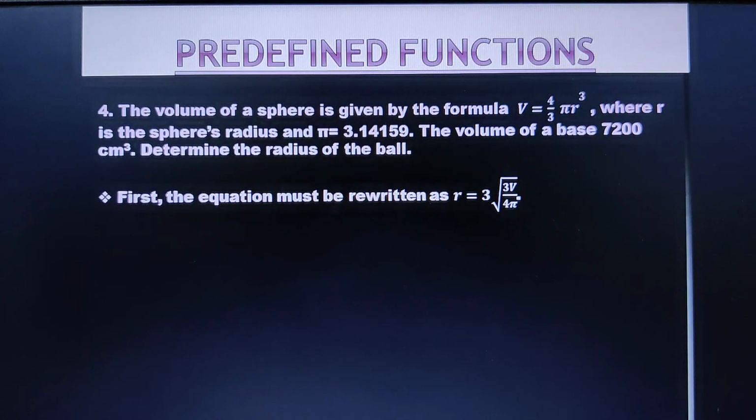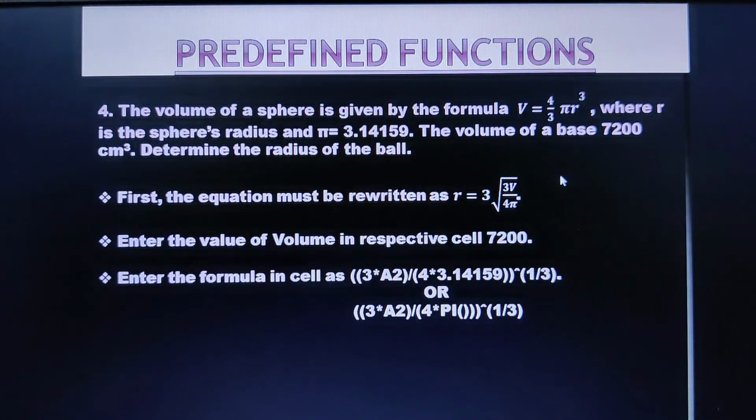Okay, we know anyway the volume is 7,200, isn't it? So how do I write the formula? See here how we take the cube root: 3 into A2 divided by 4 into 3.142, that is the pi value. In the A2 cell I have taken the volume. So 3 into V divided by 4 into pi, that is 4 pi, raised to, this is the exponential form, 1 by 3.